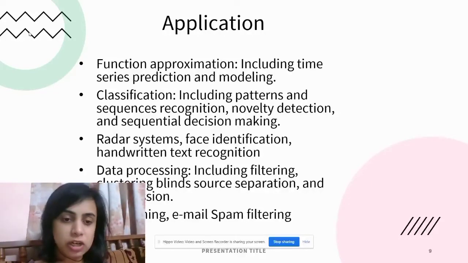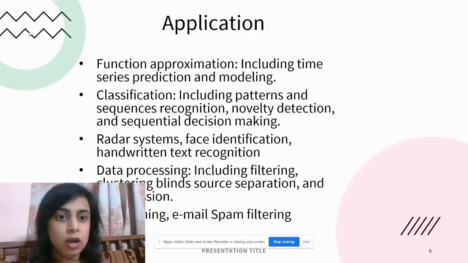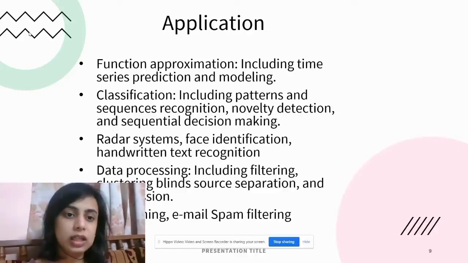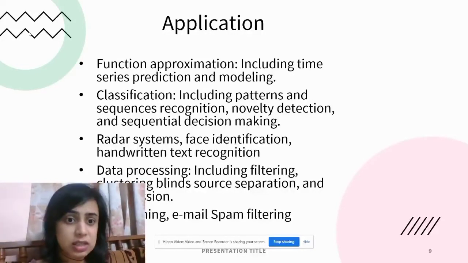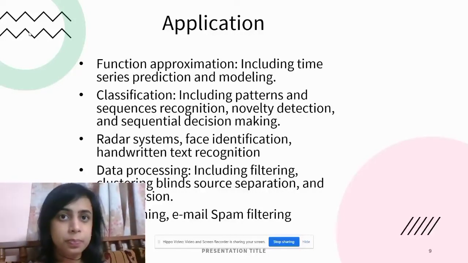The artificial neural networks have a wide range of applications, such as function approximation, where they can be used for predicting models or time series predictions. Then we have the classification that includes pattern detection, sequence recognition, basically sequential decision making, such as radar systems, face identification, dog breed identification, cancer detection, handwritten text recognition, etc.